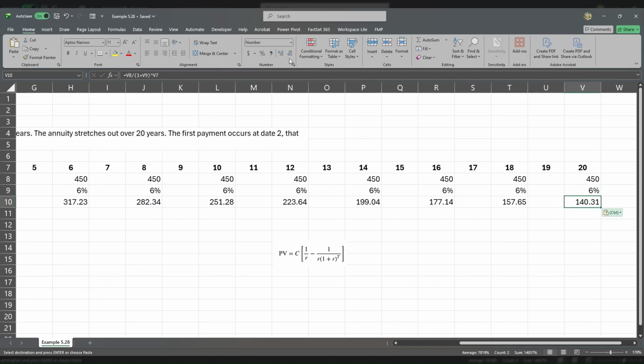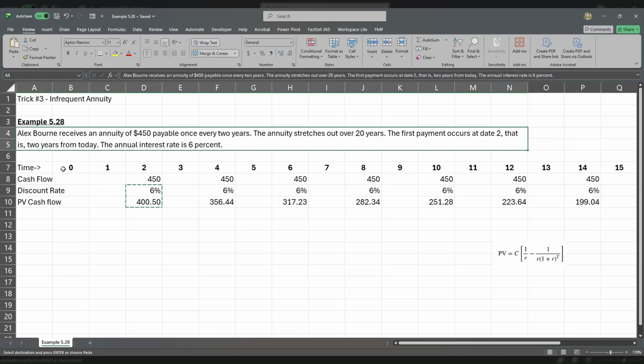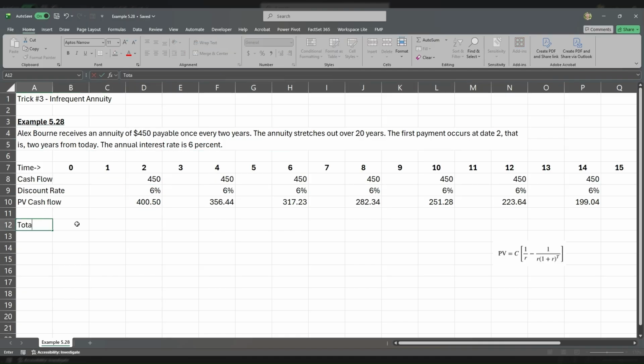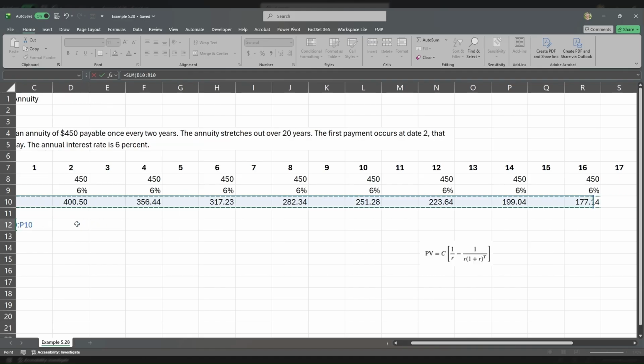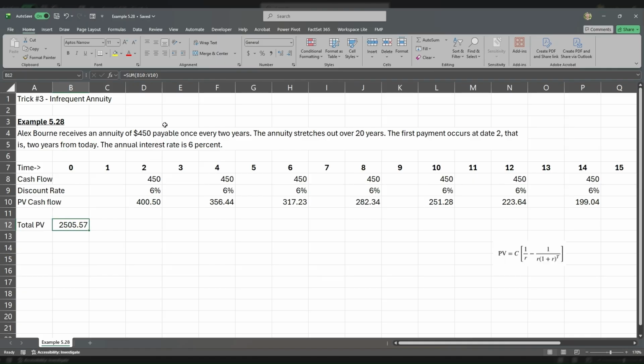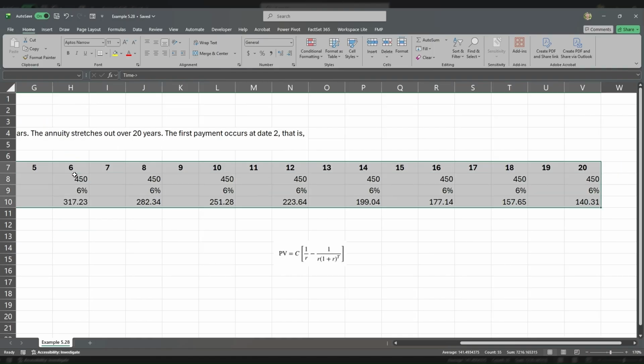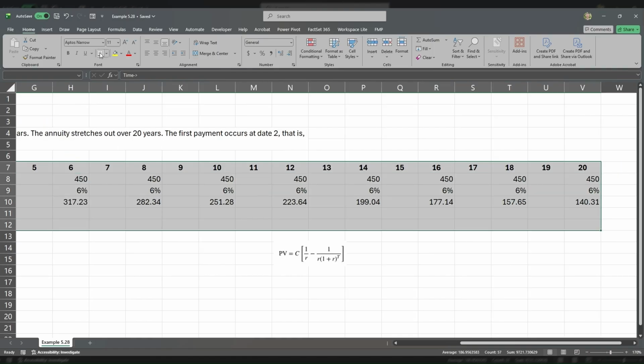until period 20. Now to answer this problem, what is the present value of this? I sum up my individual PV amounts, and I get a present value of 2505.57. So this is the answer here. This is the timeline approach, which is generally my preferred approach, at least from a teaching perspective.